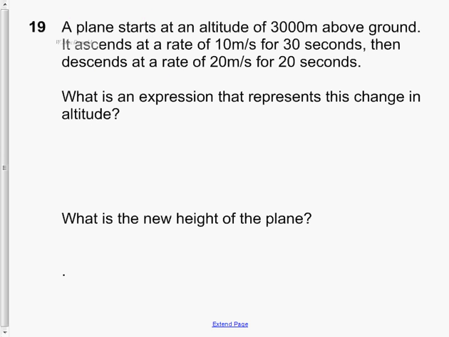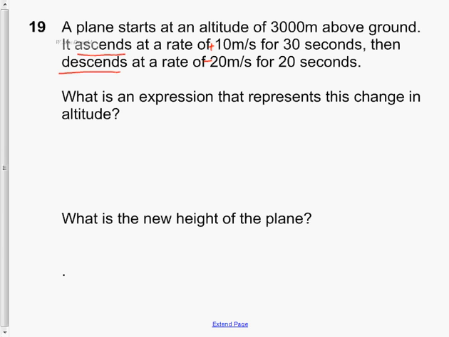Now question 19 is your story problem. Your first story problem question says a plane starts at an altitude of 3,000 meters above ground. It ascends, which means goes up, at a rate of 10 meters per second. So because it's going up, we're going to think of that as being a positive 10 meters per second for 30 seconds. Then it descends, which means goes down, at a rate of minus 20 meters per second for 20 seconds.